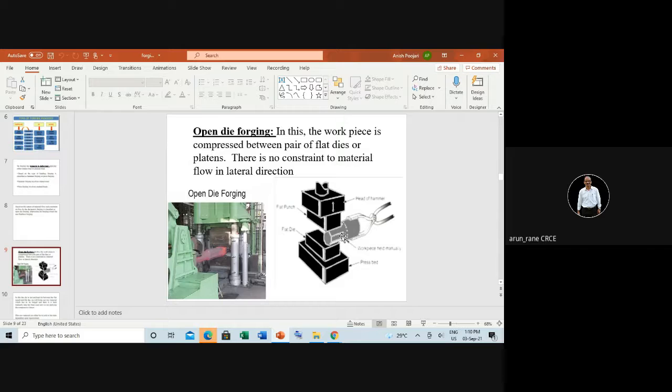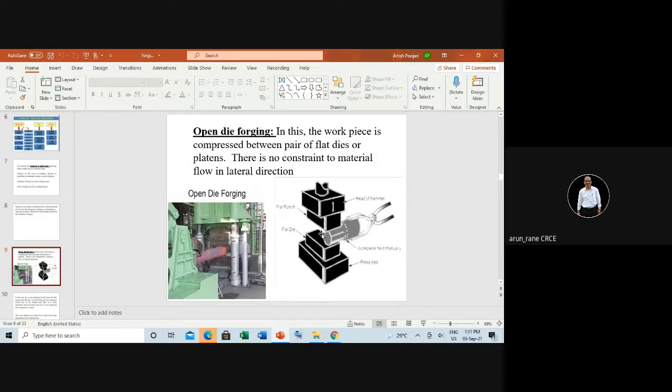Something called flashless forging. Flashless forging means if the two halves are not closed properly or not held rigidly and firmly, then a small amount of material comes out along the parting surface. That is what is called the flash, which is again a scrap material which you have to cut.